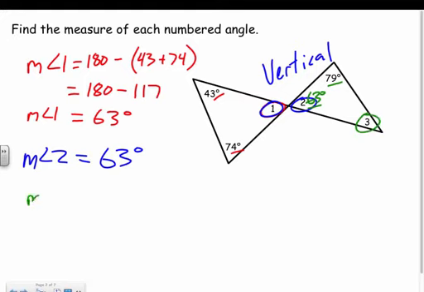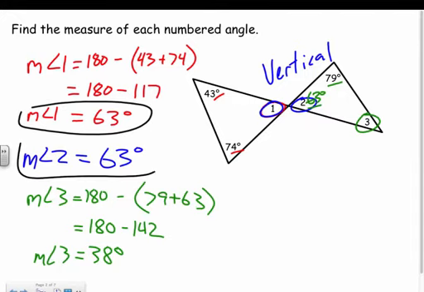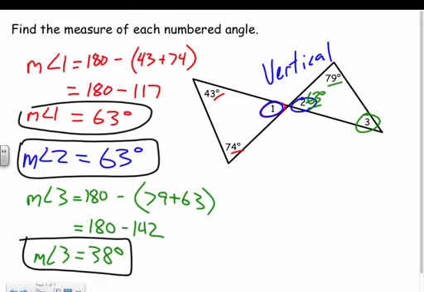So to get the measure of angle 3, we add the other two, the 79 plus the 63, and we subtract that from 180. And so when we add those two, we end up with 142. So the measure of angle 3 equals 38 degrees. So there are my three answers: angle 1, angle 2, and angle 3, using information that we know. Very nice.